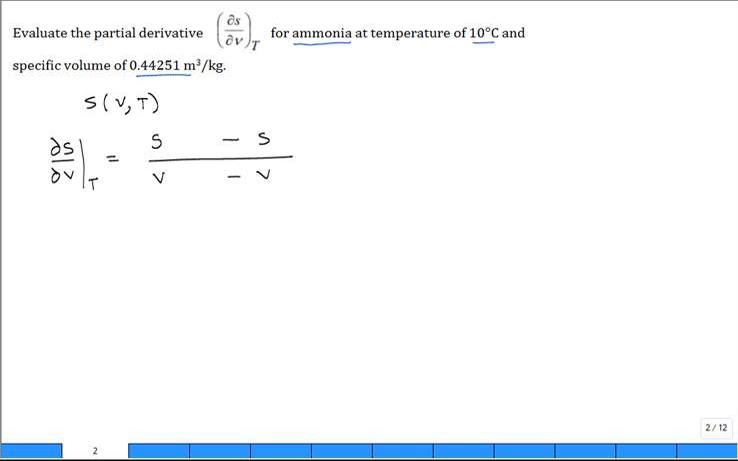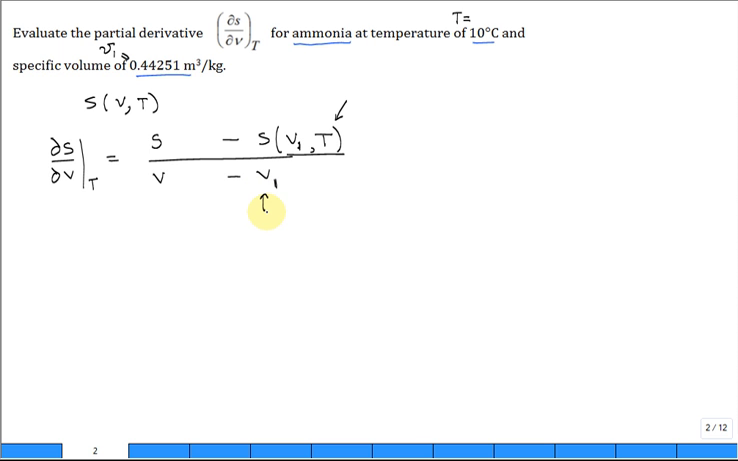So first figure out the starting point of this derivative. It would be at V sub 1, comma, T. And this V is V sub 1. So what they gave us is right here, that's V sub 1. You're thinking about the specific volume at a particular point. So I'm going to have to get the entropy at that point. That point's defined by the temperature of 10 degrees C and a specific volume of 0.44251. Whatever S is at that point, I need it right here. See that? And then this is V sub 1.